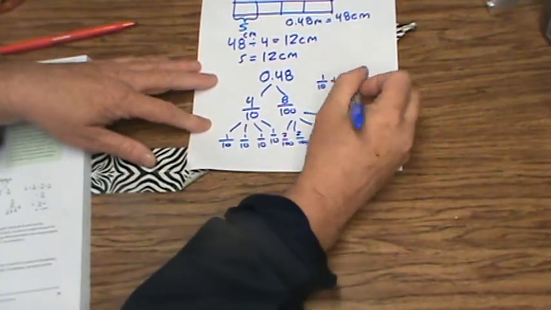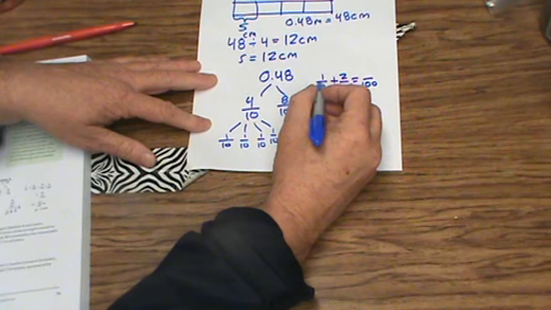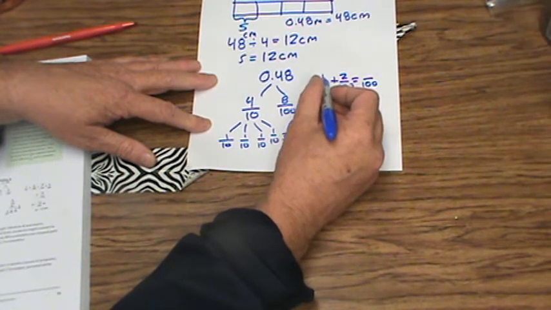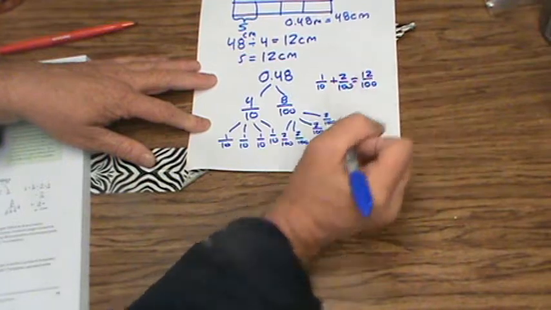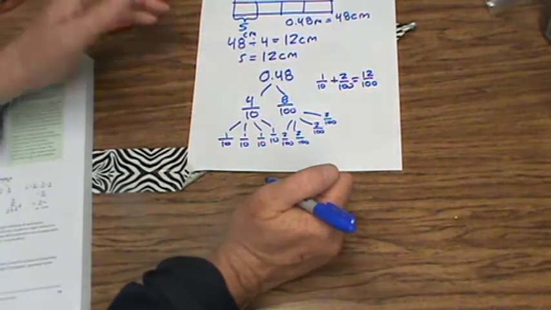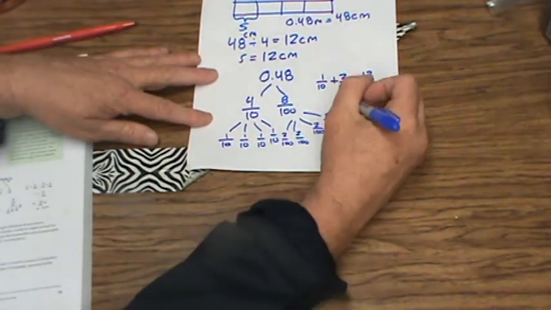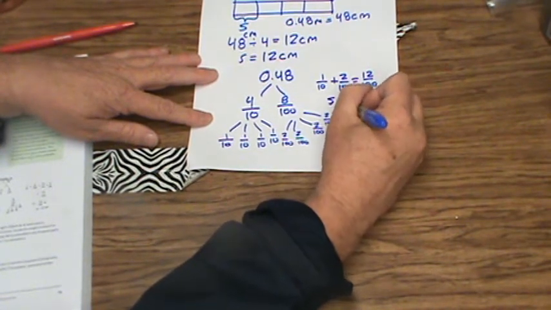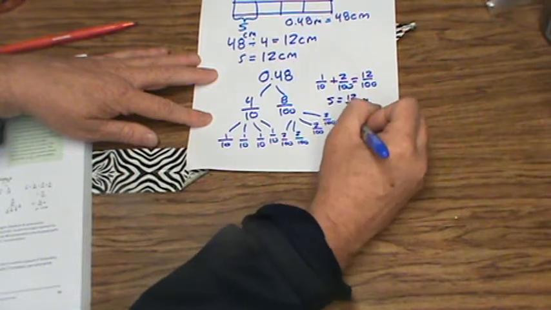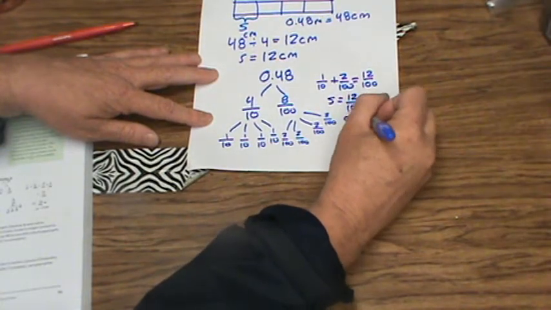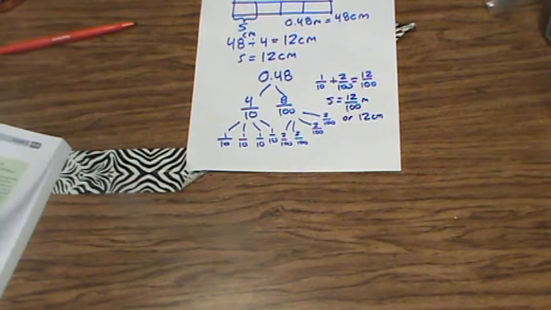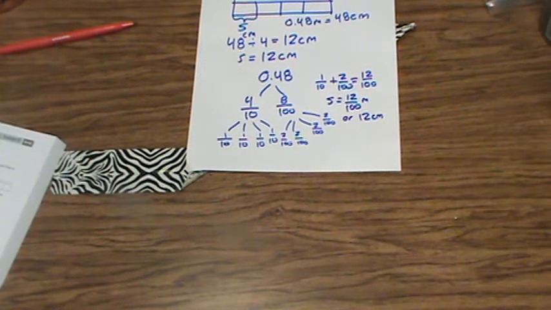Well, our denominator has to be the same, so I'm going to make that 100. And then that 100. 10 times 10 is 100. 1 times 10 is 10. 10 plus 2 is 12. So it would equal 12 hundredths. So the side would equal 12 hundredths of a meter, or 12 centimeters. All right, that is our application problem. Let's move on to our concept development.